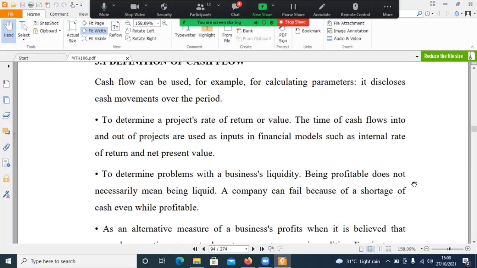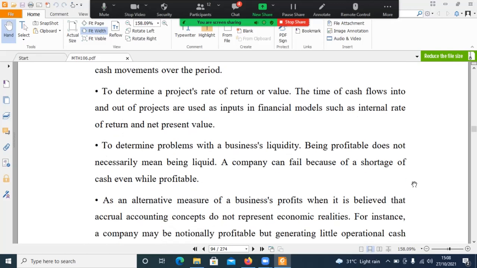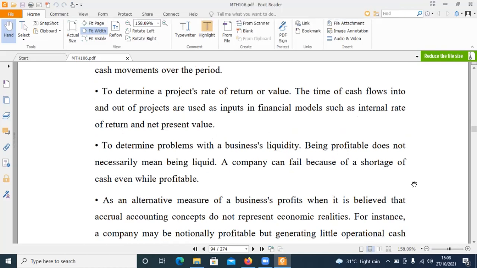Another area where we use cash flow is to determine problems with a business's liquidity. Being profitable does not necessarily mean being liquid. A company can fail because of a shortage of cash, even while profitable. It is expected in cash flow in a business or in a project that money comes in and money goes out.